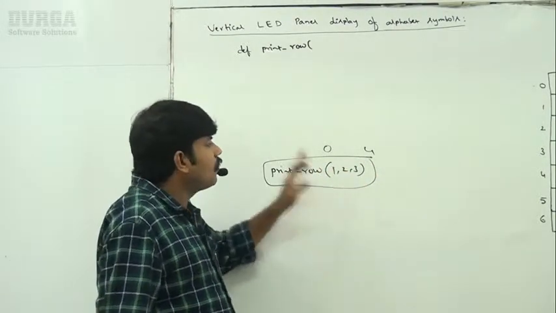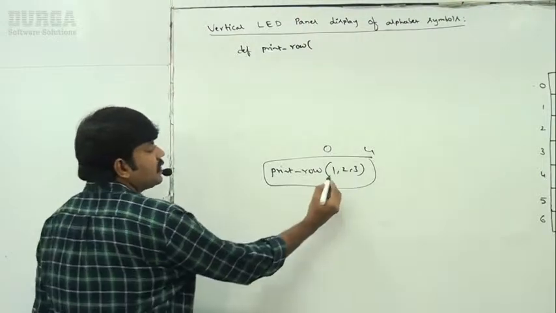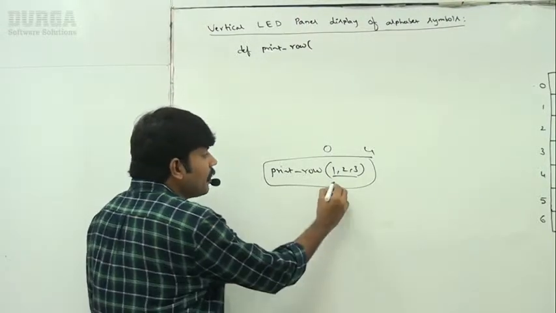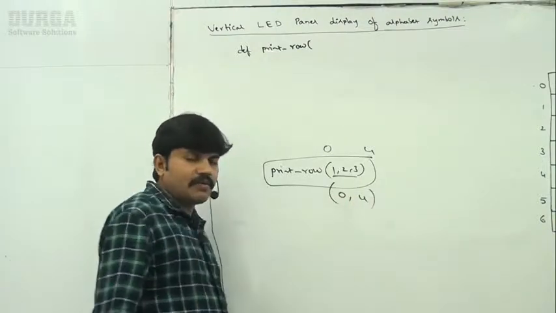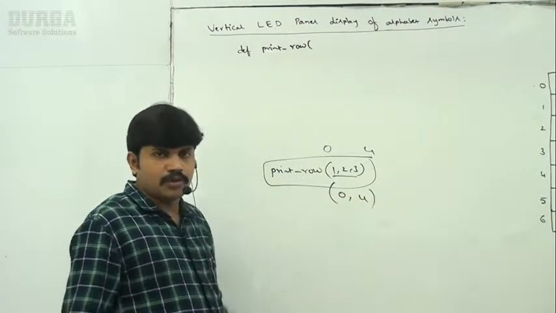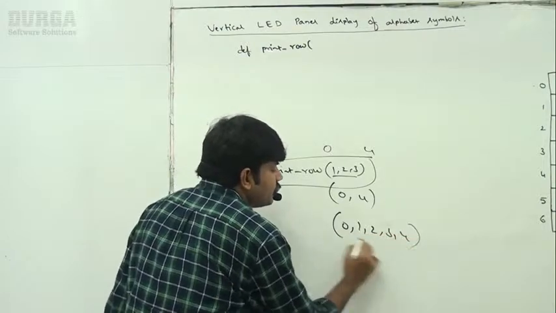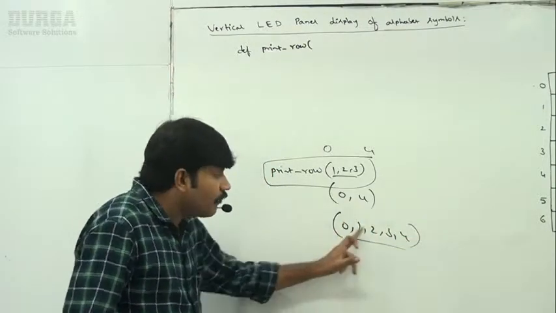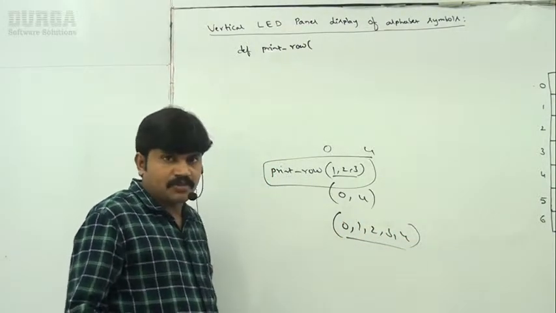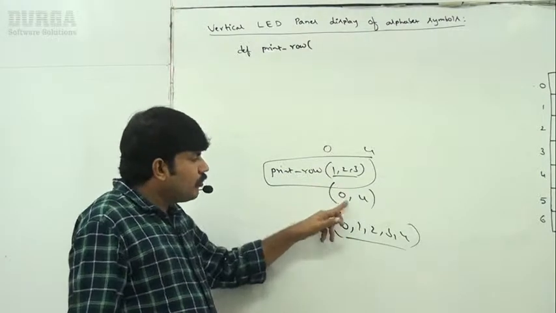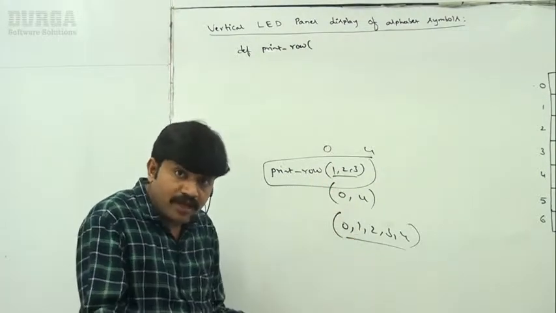So what do I have to take? Very simple. How many values are you passing? 1, 2, 3: 3 values. But sometimes you may pass 0, 4, meaning I want star symbols only in the 0th position and 4th position. Sometimes I may pass 0, 1, 2, 3, 4: 5 values, so I want star symbols everywhere. So you are going to pass either 2 values or 1 value or no value also.